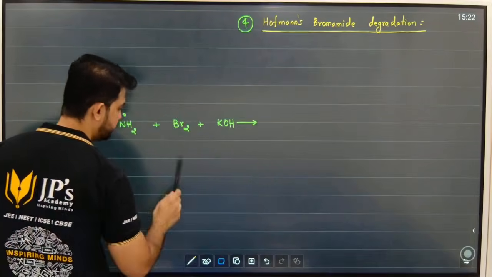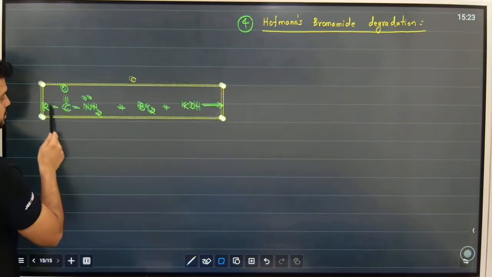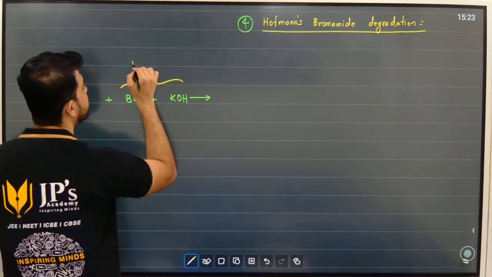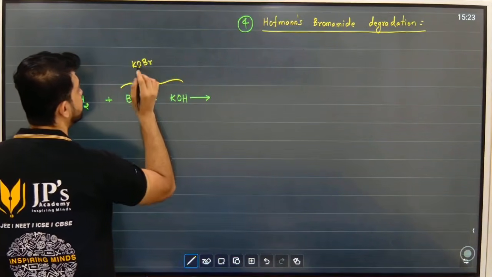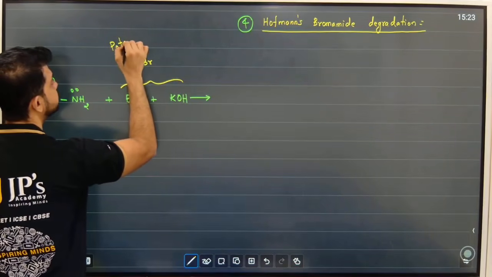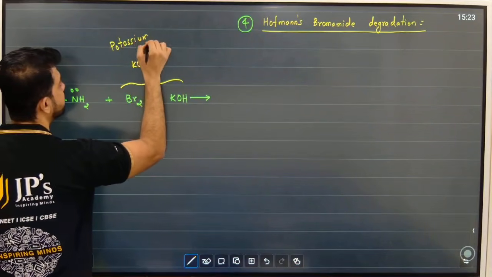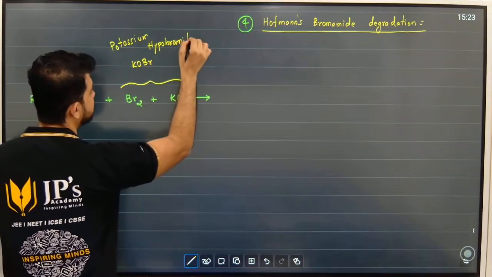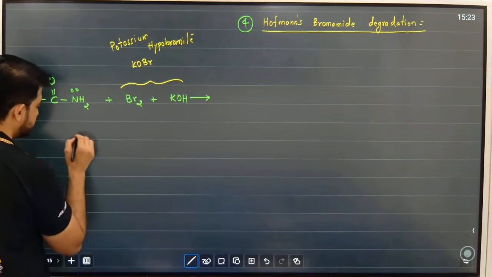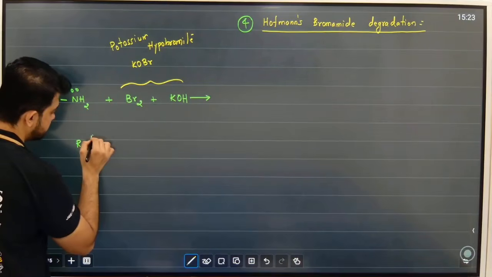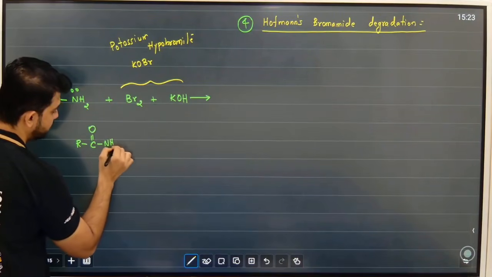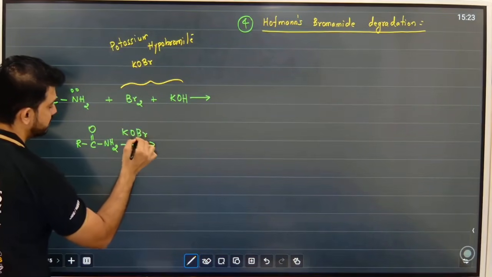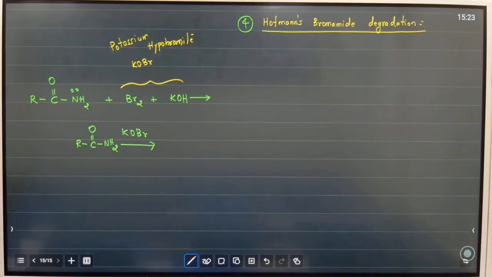Mechanism में हम समझेंगे कि base का काम क्या है. Students, the same Br2 and KOH, you can write it as KOBr, potassium hypobromite. So the reaction you can also write it as RC double bond O NH2 and NaOBr या KOBr भी चलेगा. Both mean the same.